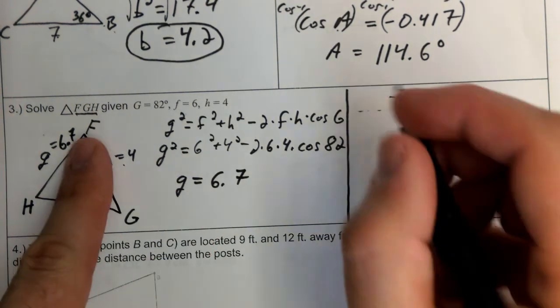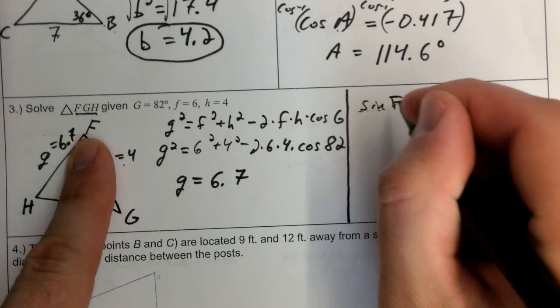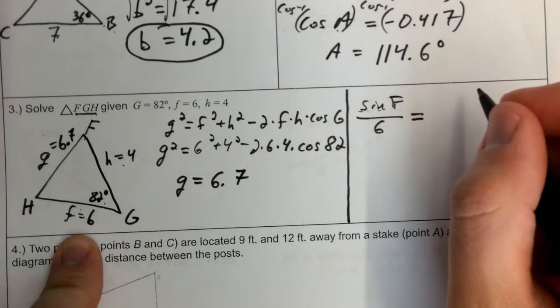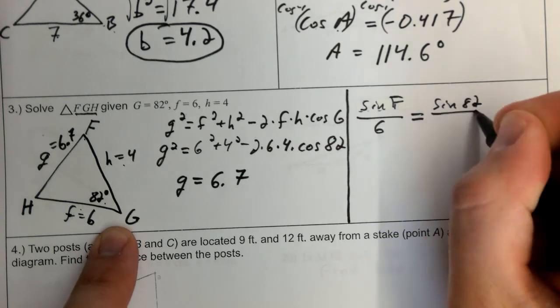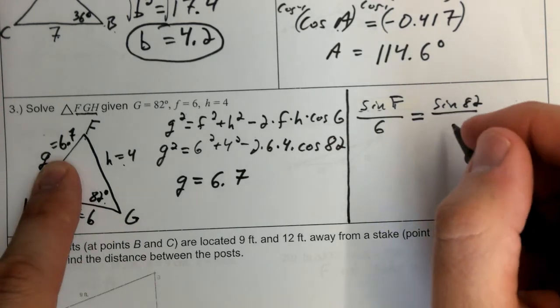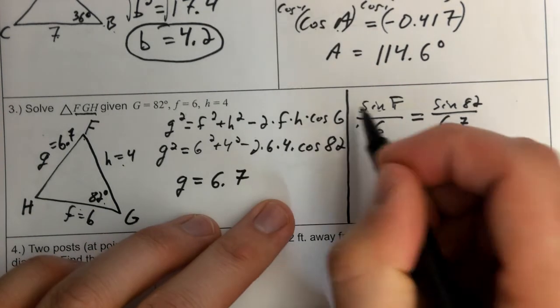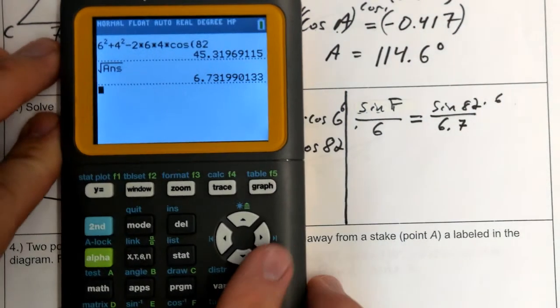So if we want to find angle F, we're going to write sine of F divided by little f, which is 6, is equal to sine of 82 divided by G, which is 6.7. I'm going to times both sides by 6. And so this is what I get.